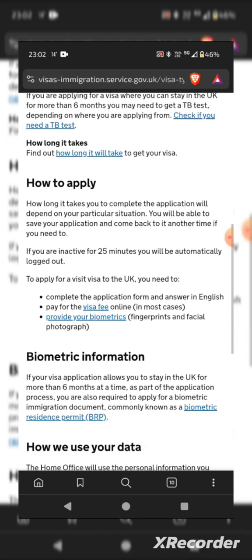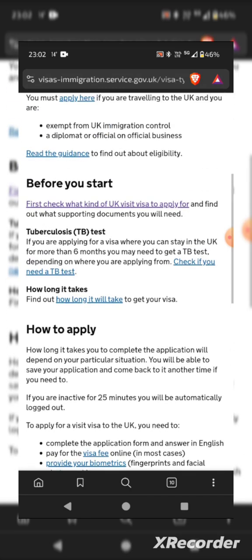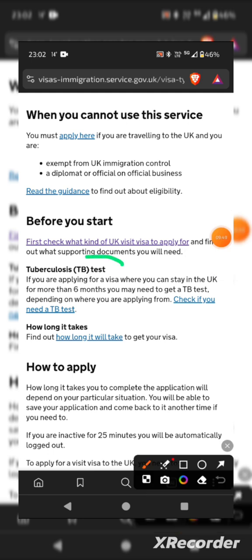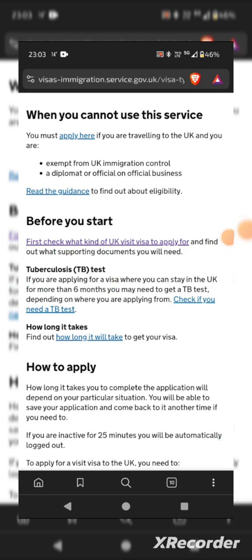The next thing, let me just point out something real quick. If you are applying for a 6 months visit visa, which most of you are doing, you don't need to do a tuberculosis test. The tuberculosis test is for people applying for a visit visa for 2 years and above. So you don't need to do that.